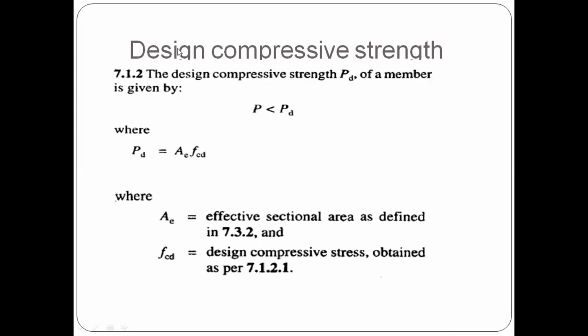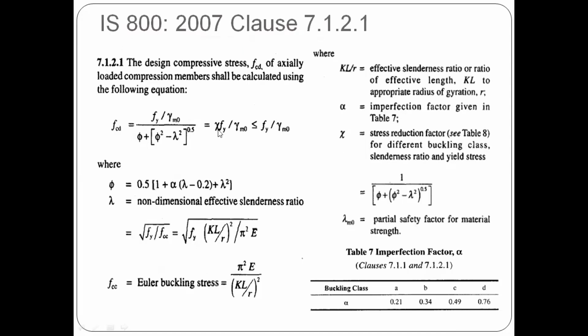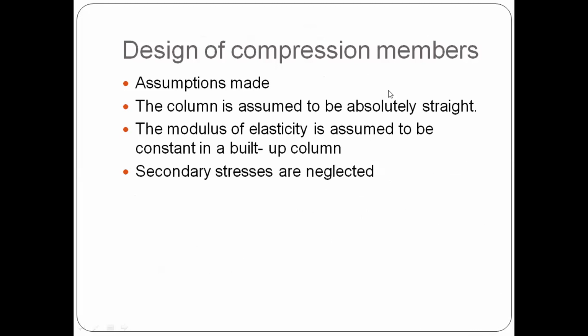The design compressive stress is what the code recommends. Everything is there in the code, and these pictures are from the code itself. For the design of compression members, the assumptions made are that the column is absolutely straight, and the modulus of elasticity is assumed to be constant in a built up column. It won't vary because we make use of sections with the same material, and secondary stresses are neglected. What do we mean by secondary stresses? They might be any other kind of residual stresses, temperature stresses, bending stresses. We neglect these and design the member under only an axial force.